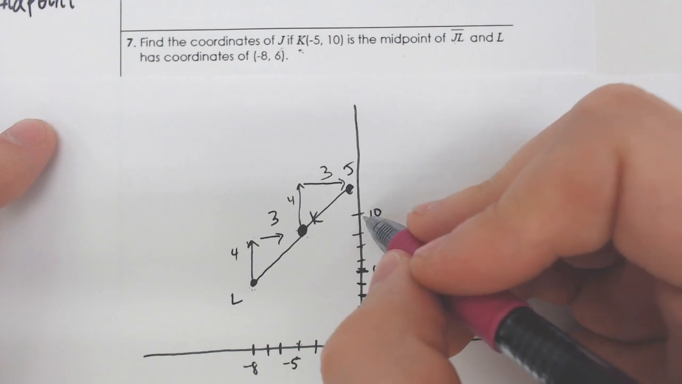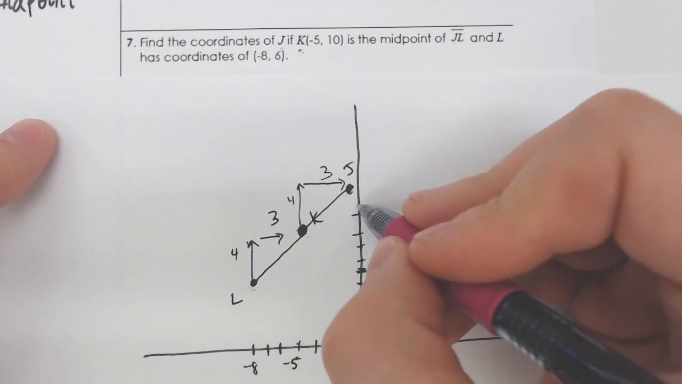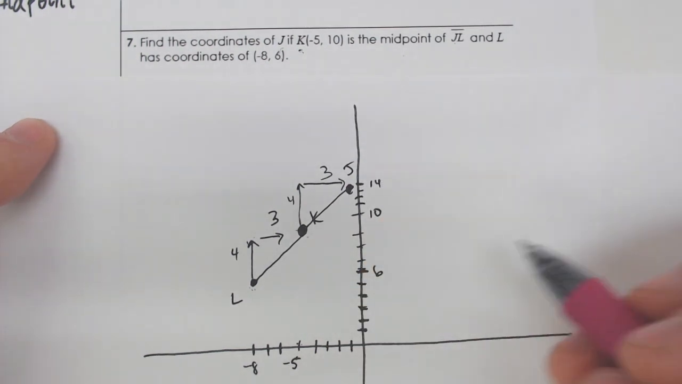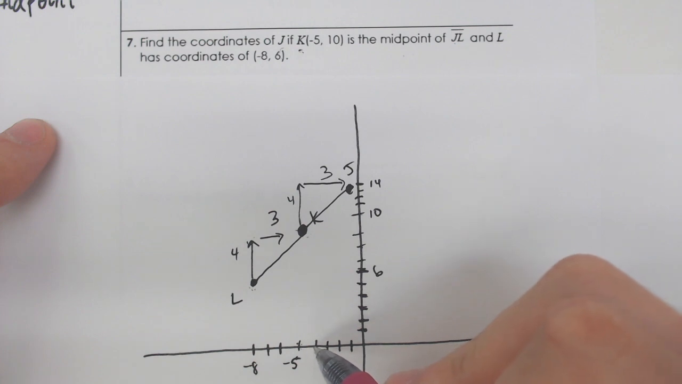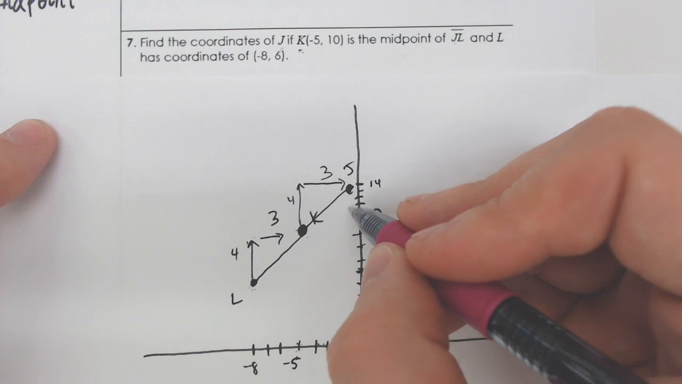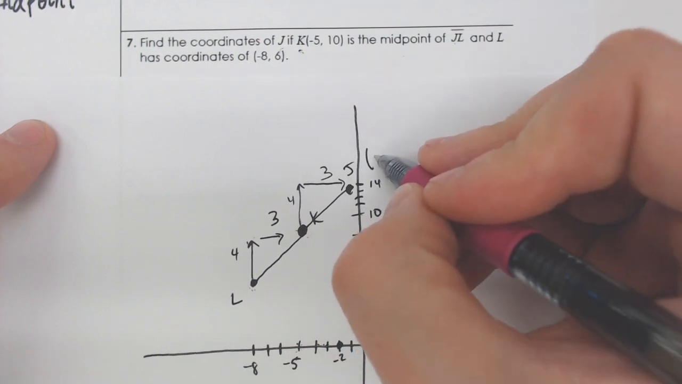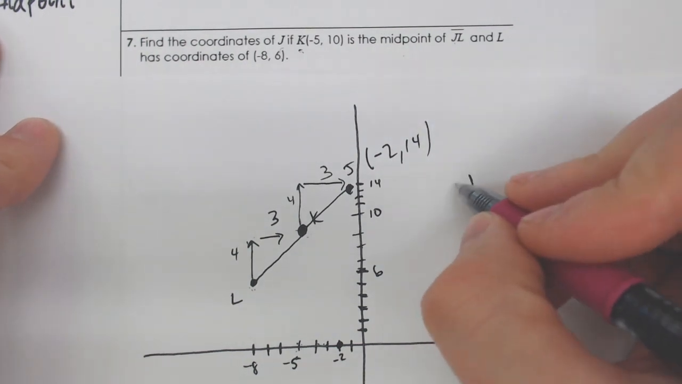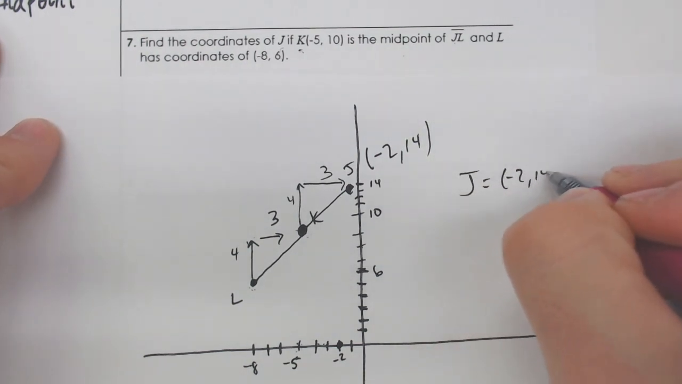Well, we got to go up by 4 from 10. So up by 4 from 10 is going to be 11, 12, 13, 14. And over by 3 from -5 is going to be 1, 2, 3. Let me check that again. 1, 2, 3, -2. So it's just a counting game. We're at -2. Up by the 4, we're at 14. We crisscross these lines, we're going to be at, for point J, -2, 14 as our answer. J is equal to -2, 14.